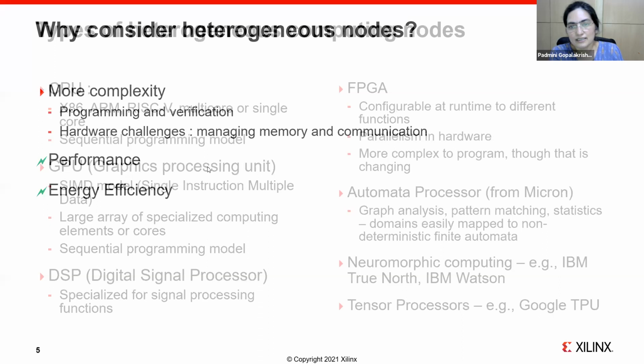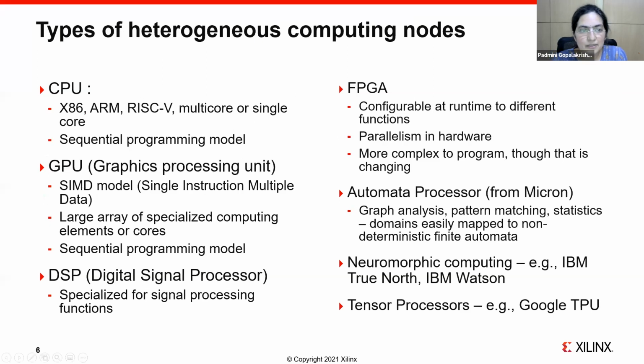Okay, so let's quickly look at some different types of heterogeneous computing nodes. And this is by no means an exhaustive list. The number and variety of different types of processors have actually been changing a lot over the last maybe 4 or 5 years. So the first and oldest is a CPU.